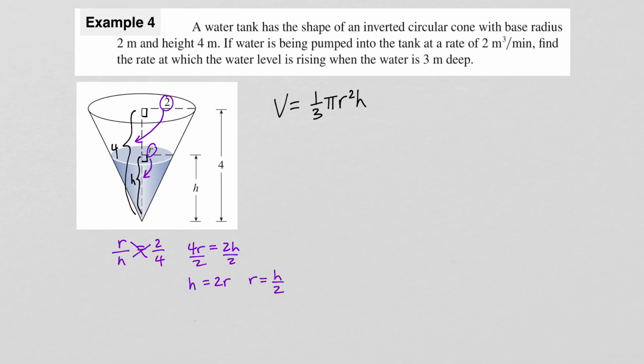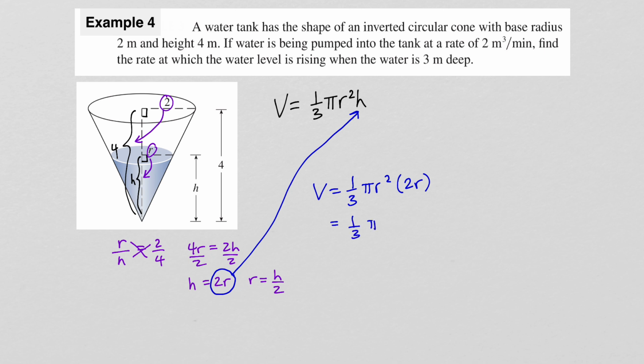Now, what does this allow us to do? Well, it allows us to get rid of one of these variables. So I can go in two directions here. If I plug 2r into here for h, I'm going to get the volume equals 1/3 pi r squared times 2r. And this will be 1/3 pi r cubed, and then multiplied by 2 will actually change this to 2/3. So this is one possible formula for the volume.